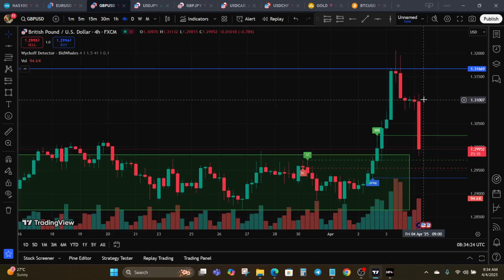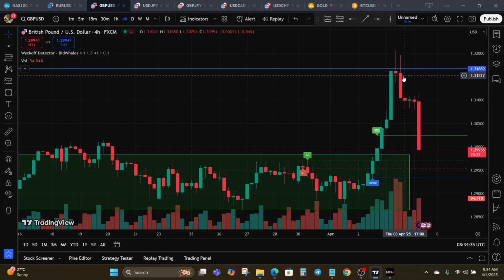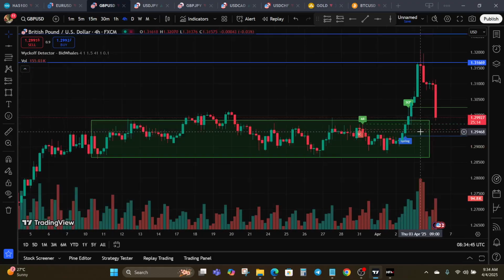Remember that during accumulation, rising volume on up candles is bullish. During distribution, rising volume on down moves is a warning sign. Draw your support and resistance zones around accumulation and distribution ranges. These levels become critical entry and exit points once the breakout or breakdown begins.